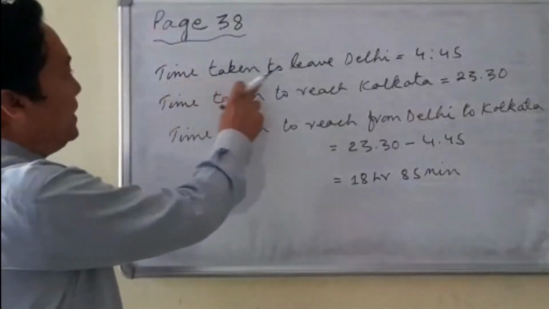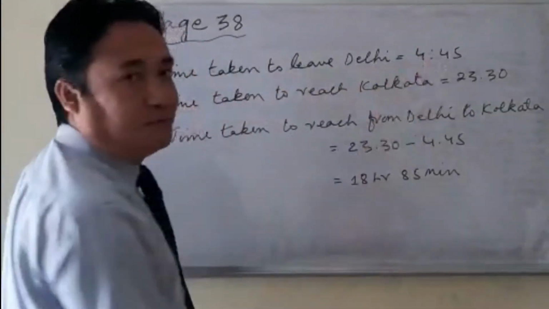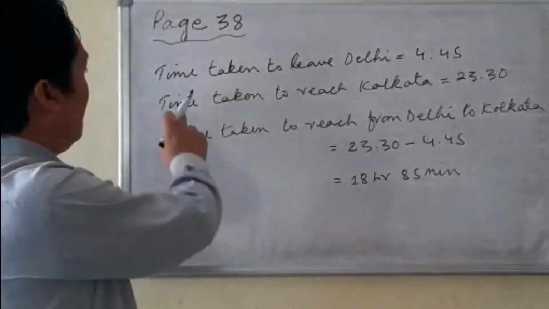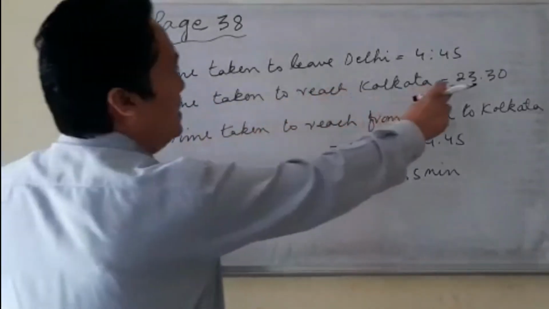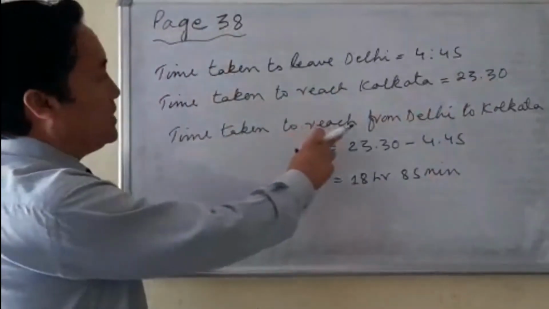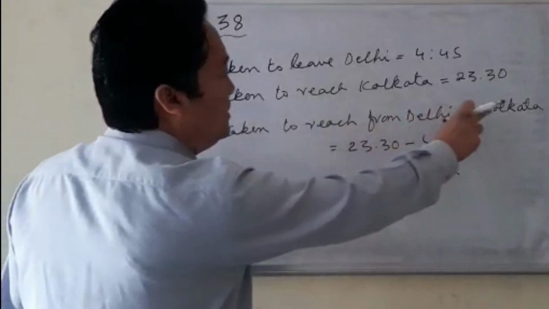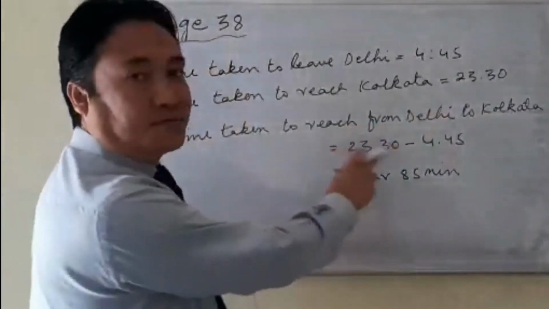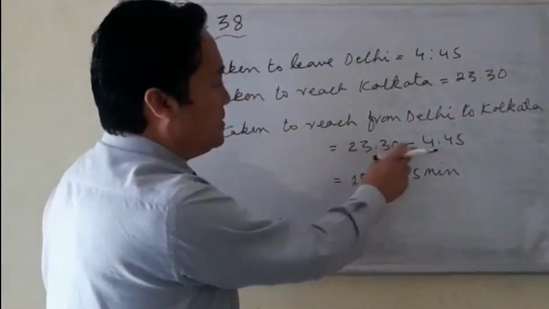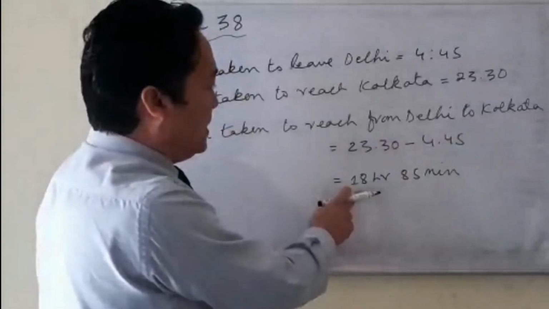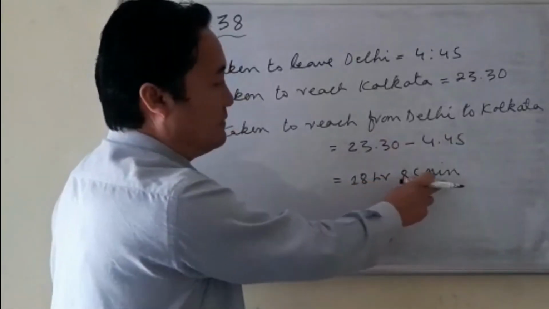Now, time to leave Delhi equals 4:45, that is 4 hours 45 minutes. Again, time to reach Kolkata, 23 hours 30 minutes. Time taken to reach from Delhi to Kolkata: you have to subtract here. 23:30 minus 4:45. When you subtract it, it will come 18 hours 85 minutes.